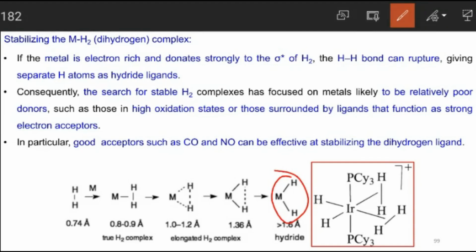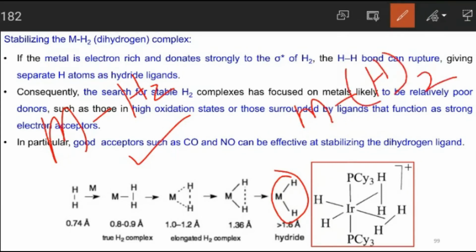So what is the meaning? If we have a metal attached with H2, then we say it is a metal dihydrogen. When we have a metal attached with the H twice, it is actually a dihydride. Therefore, in this case, this is a metal and you have a hydrogen and you have a hydrogen.